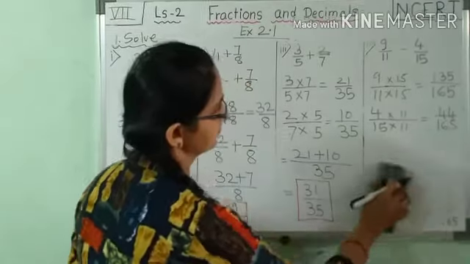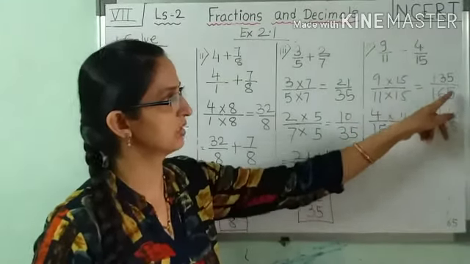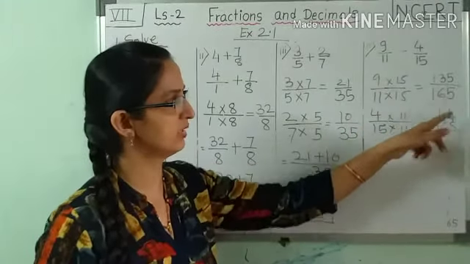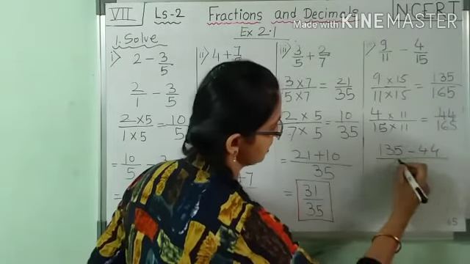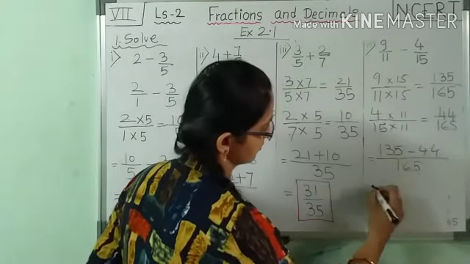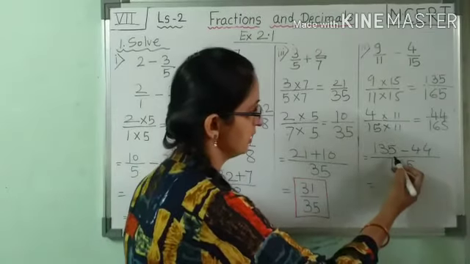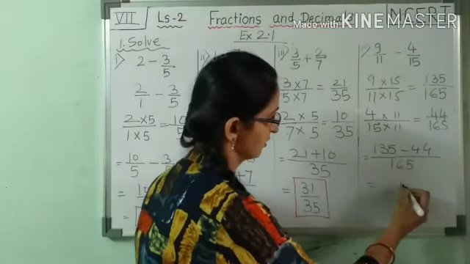So now these are like fractions. 135 upon 165, 44 upon 165. Now it is very easy to subtract both the fractions. 135 minus 44, and write down the denominator only once. So here 5 minus 4 is 1, 13 minus 4 is 9, and 165. So the answer is 91 upon 165. Let's move to the next sum.